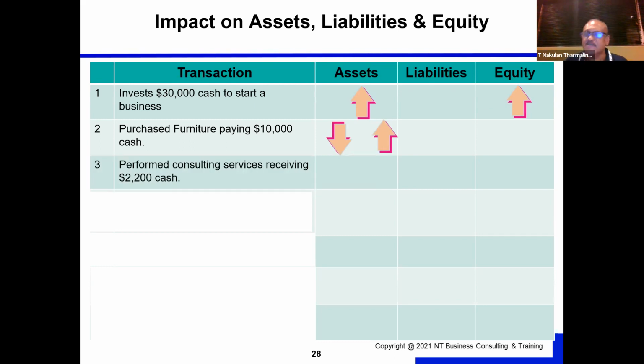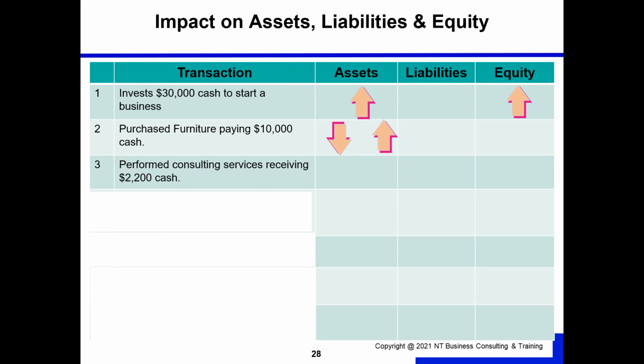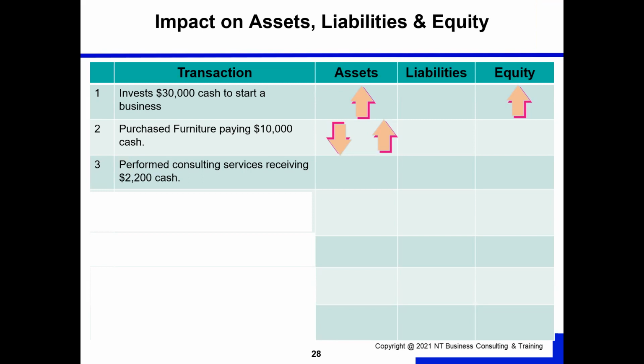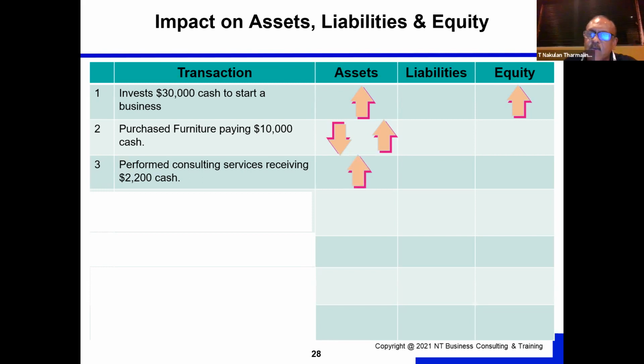You perform consulting services, or you charge your client for some services, and you receive 2,000 ringgit in cash. So when you charge consulting services, is it a fee? Yes. Is it an income? Yes. What does income do to your items here? Equity goes up, and when you get it by way of cash, your cash goes up. So you see, for every action there is another action or reaction in any of these items, whether it's assets, liabilities, or equity. Two entries take place.